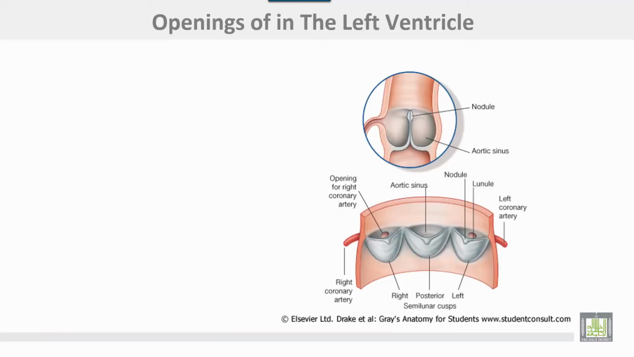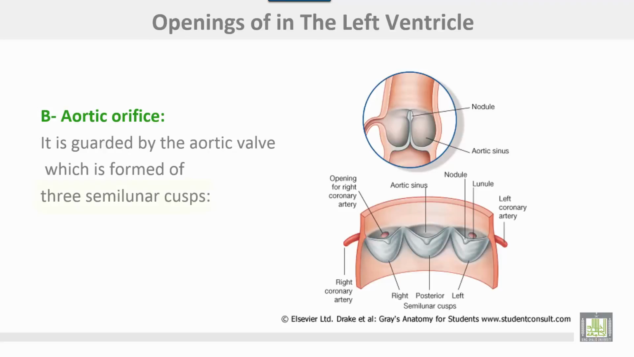Openings in the left ventricle: the aortic orifice, guarded by the aortic valve, which is formed of three semilunar cusps, one anterior cusp and two posterior cusps.